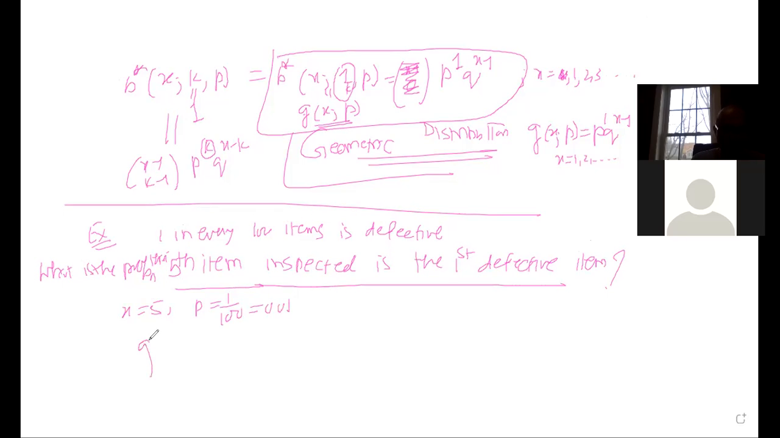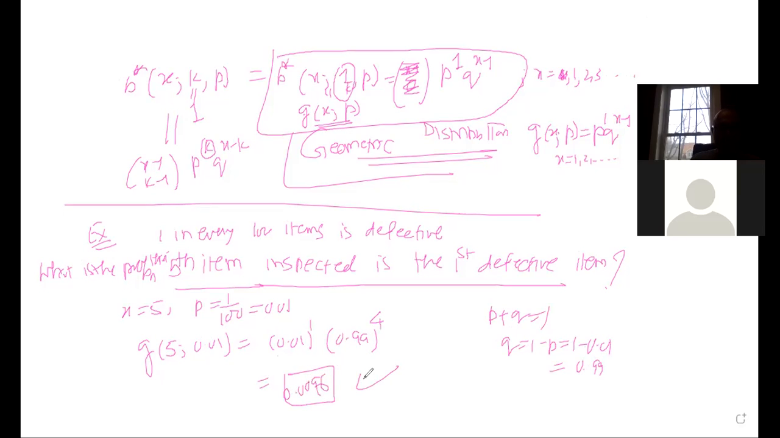So my geometric distribution with x equal to 5 and p equal to 0.01: p is equal to 0.01 to the power 1 and q is equal to 0.99, because p plus q is equal to 1 and q is equal to 1 minus p. So 1 minus 0.01 is equal to 0.99. So 0.99 to the power 5 minus 1, that is equal to 4, right? Use your calculator, and the number you get is 0.0096, and that is the probability.